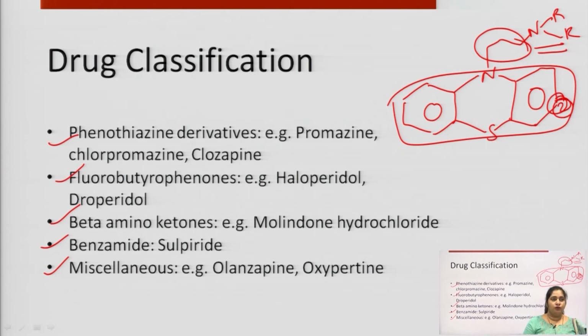Further, we have fluorobutyrophenone, in which the examples are haloperidol and droperidol. In case of beta aminoketones, we have molindone hydrochloride. In case of benzamide, we have sulpiride. In miscellaneous, we have olanzapine and oxypertin.